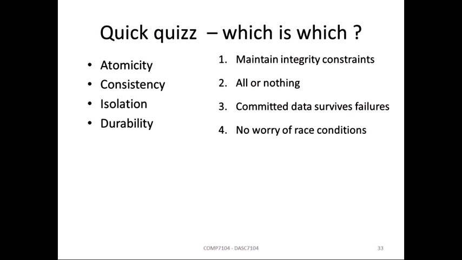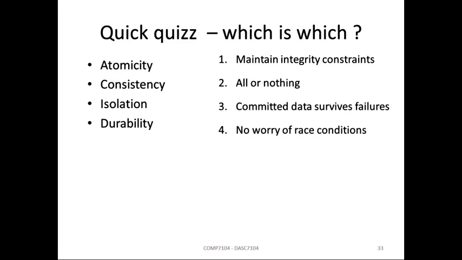Okay, so it's time for, I believe, a first quiz in our course for you. And again, if you want, you should answer in writing. Which is which? Atomicity: is it about one, maintaining integrity constraints, all or nothing, committed data survives failures, not having to worry about race conditions? Okay, so 2, 1, 4, 3.